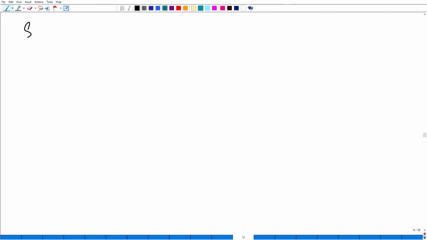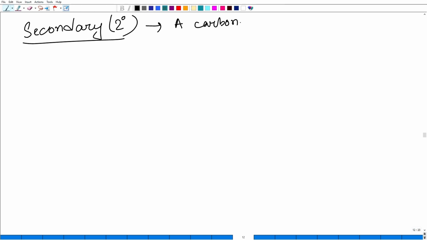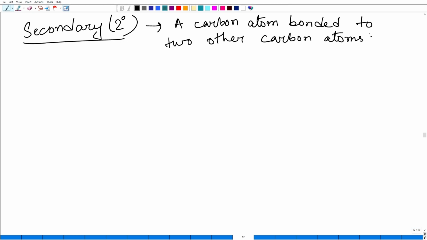Now the second one is secondary, which is written as 2 degree. That is a carbon atom bonded to 2 other carbon atoms. Okay. When a carbon atom is bonded to 2 other carbon atoms, that is called secondary. Let us say for propane. For propane, these two are primary, but this carbon, see, this carbon is bonded to 2 more carbon atoms and other 2 are with hydrogens. So this carbon is secondary or 2 degree.